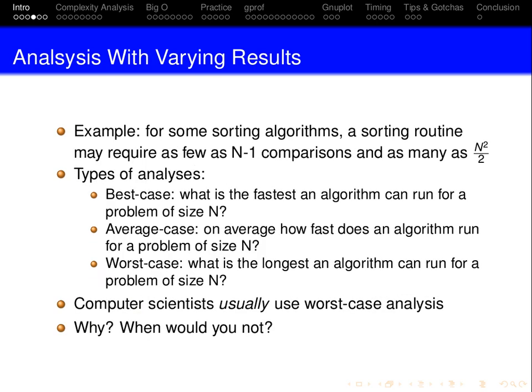Oh, last thing before we get into it. A sorting algorithm routine may require n-1 comparisons, or as many as n squared over 2. Hopefully you can tell by just those two values that n-1 is superior to n squared comparisons. Does that make sense? Because if it takes n-1, then if you have 100, it takes 99. But if you have n squared over 2, it takes 100 squared, which is 10,000, divided by 2, so 5,000, which is significantly more.